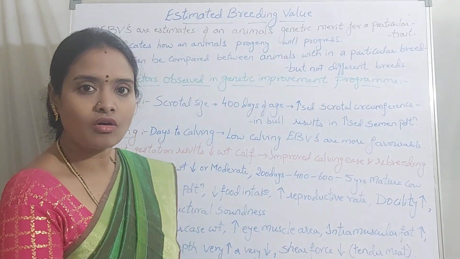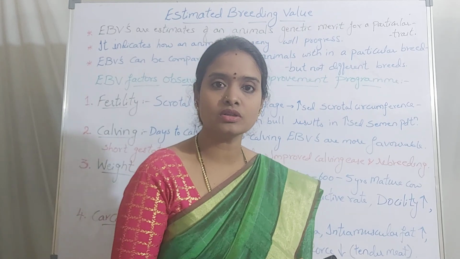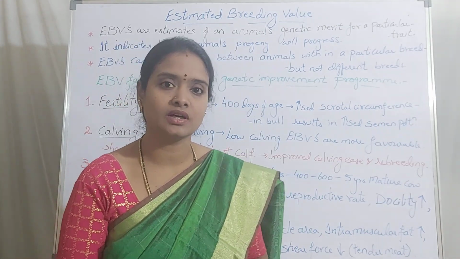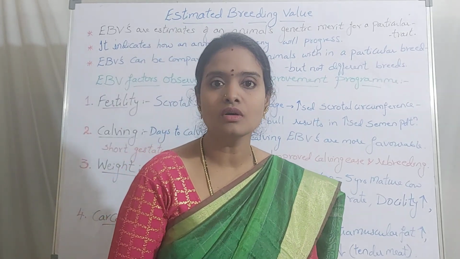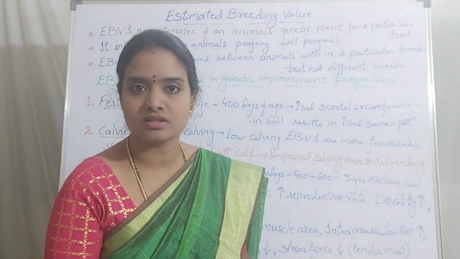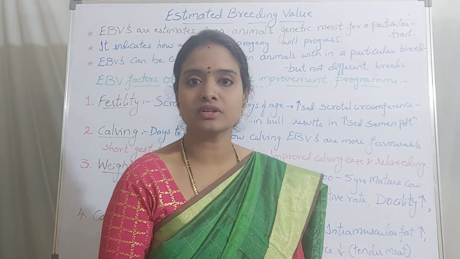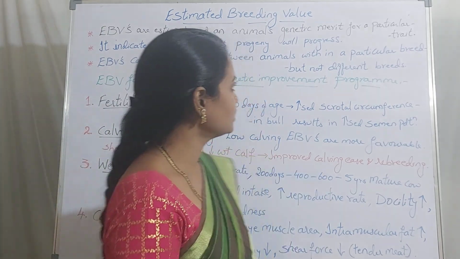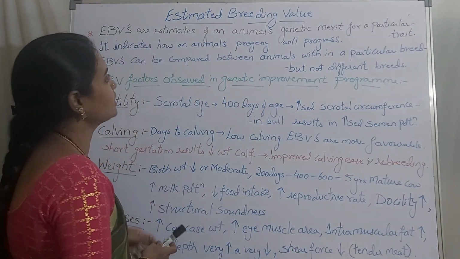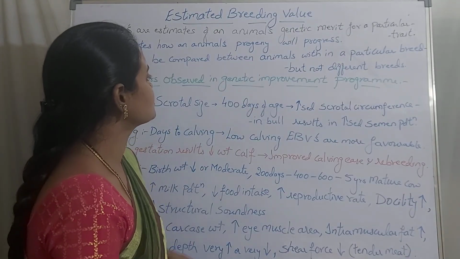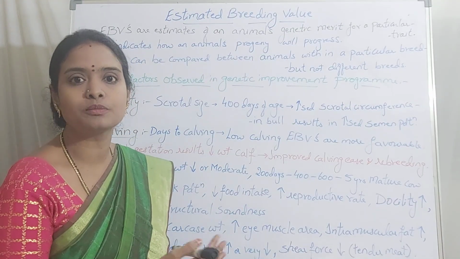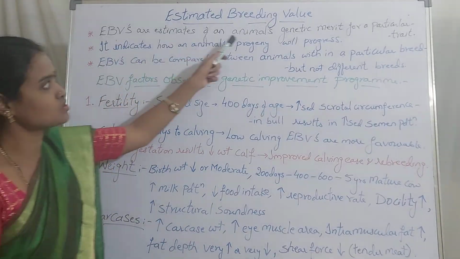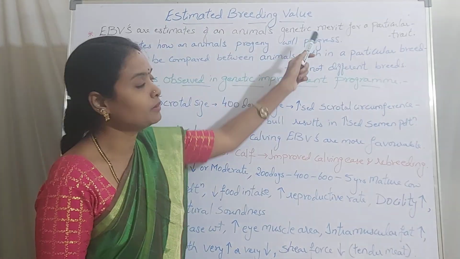So again, why are you going to perform the genomics or genetic analysis of that particular organism? In order to know whether it is a superior variety, and then you are going to give it the merit or the ranking to that particular animal, right? So here let us see in detail how the estimated breeding value is applied in the genetic improvement of the animals. So here EBVs are the estimates of an animal's genetic merit for a particular trait.